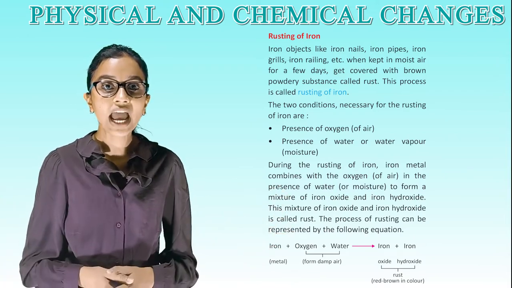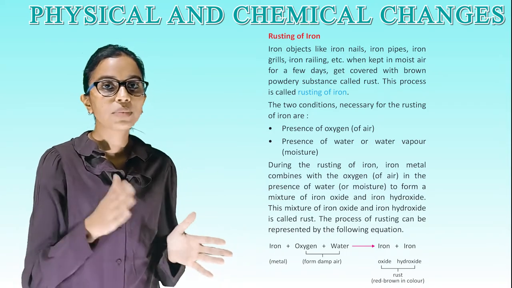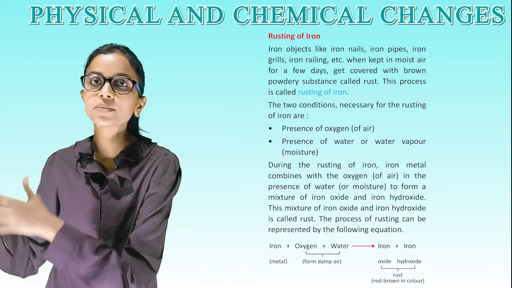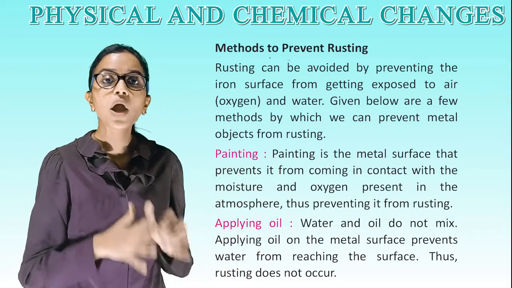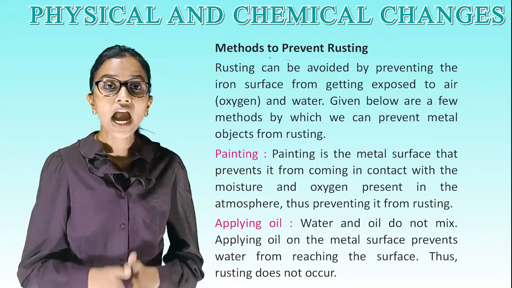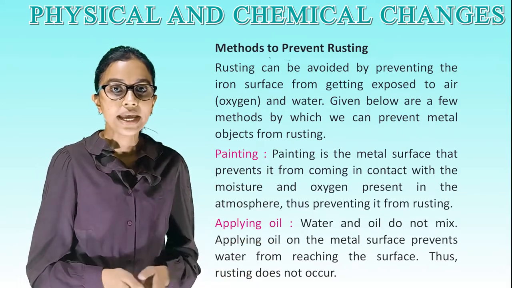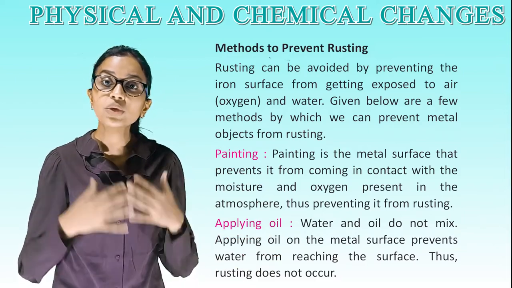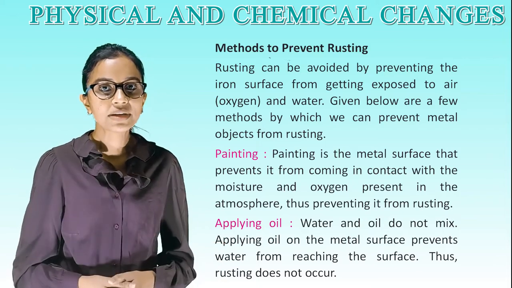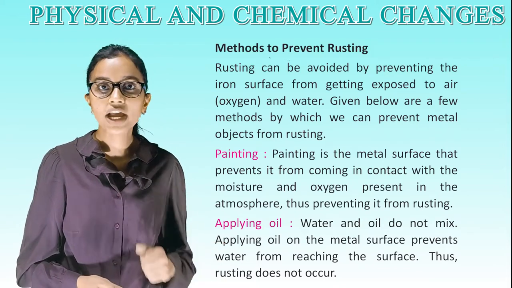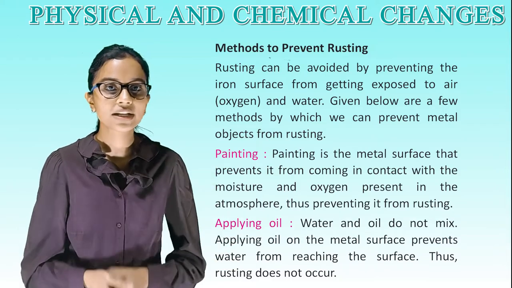The process of rusting can be represented by the following equation. That is, iron plus oxygen plus water gives iron oxide plus iron hydroxide. Methods of preventing rust. Rusting can be avoided by preventing the iron surface from getting exposed to air, oxygen and water. Given below are a few methods by which we can prevent metal objects from rusting. Painting. Painting a metal surface prevents it from coming in contact with the moisture and the oxygen present in the atmosphere, thus preventing it from rusting.